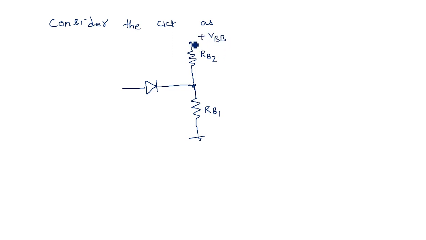VBB is applied between the two base terminals, base 1 and base 2, so that's why it is VBB. The current flowing through the emitter is IE. The current flowing through this one is IB2. The voltage we are measuring across the resistance RB1, we name it V1. This is the voltage VE from here to ground.